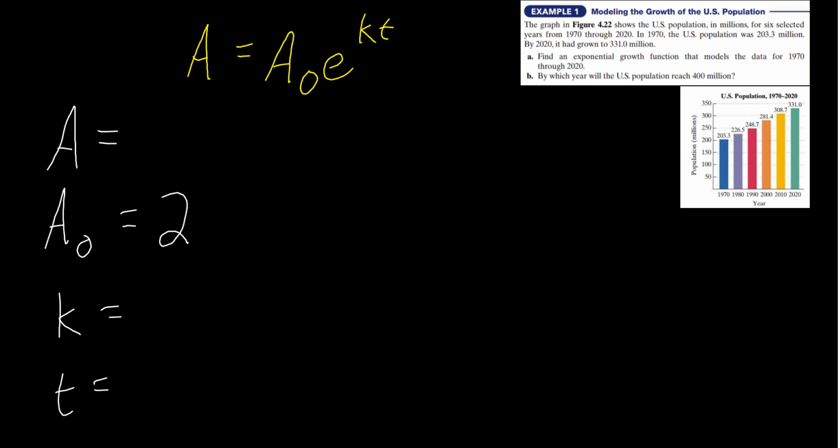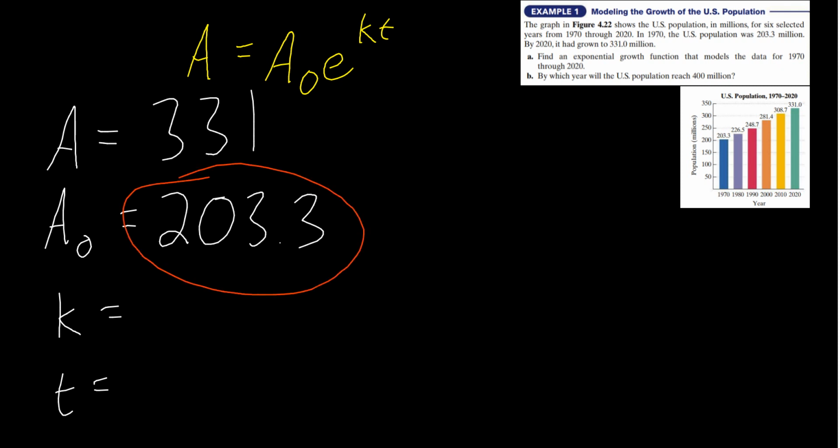So we're going to put 203.3. Alrighty. And in 2020, how many did we have? We had 331 million. And let's see, yeah, no decimal, 331 million. All right, K, well, again, that's the growth constant. We don't really know what K is, but that's okay, because that's what we're going to find. And then T, all right, well, from the initial time to the present time, in this particular example, from 1970 to 2020 was 50 years. So we're gonna say 50 for T.